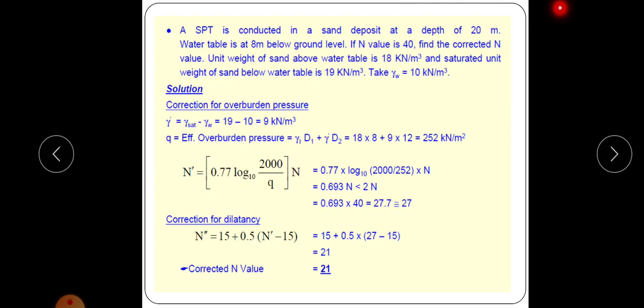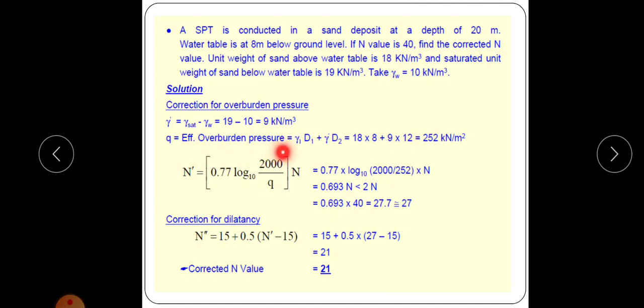So above the water table the soil is in normal condition. Above the water table it is in bulk unit weight, and below the water table it will be saturated one. Okay, so here above the water table unit weight is given as 18. So above the water table means for a depth of 8 meter it is 18 and total depth 20. So the remaining 12 meter depth it is submerged condition. So submerged unit weight is equal to 19 minus 10, that is 9. So for 12 meter depth it is submerged one, 9.